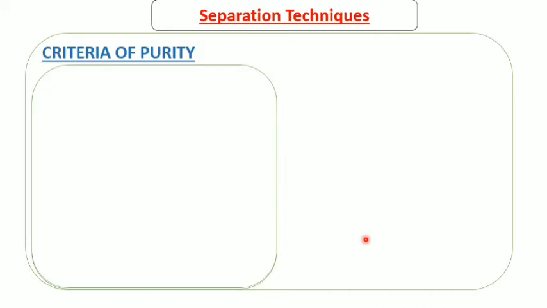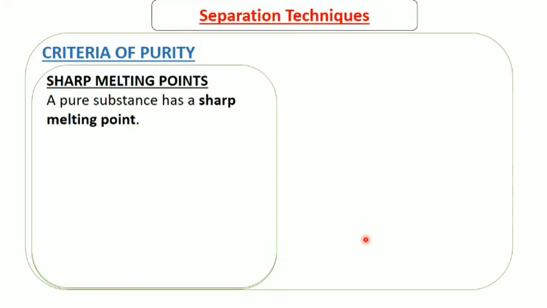So, the first criterion of purity that we're going to take a look at is sharp melting points. A pure substance has a sharp melting point. What does it mean, sharp melting point? We're going to understand what this means by using some graphs.